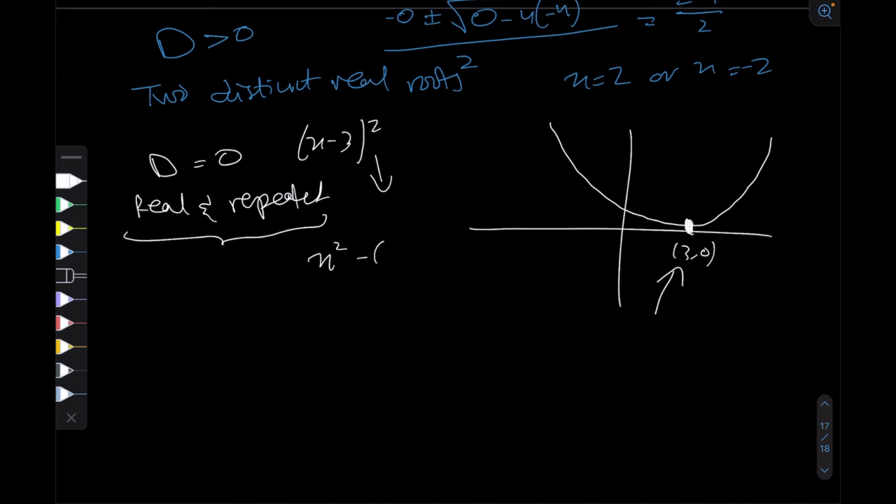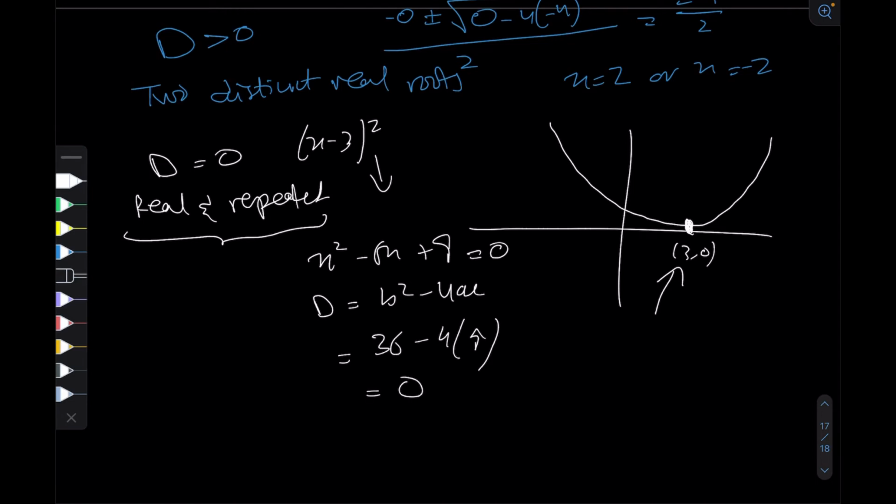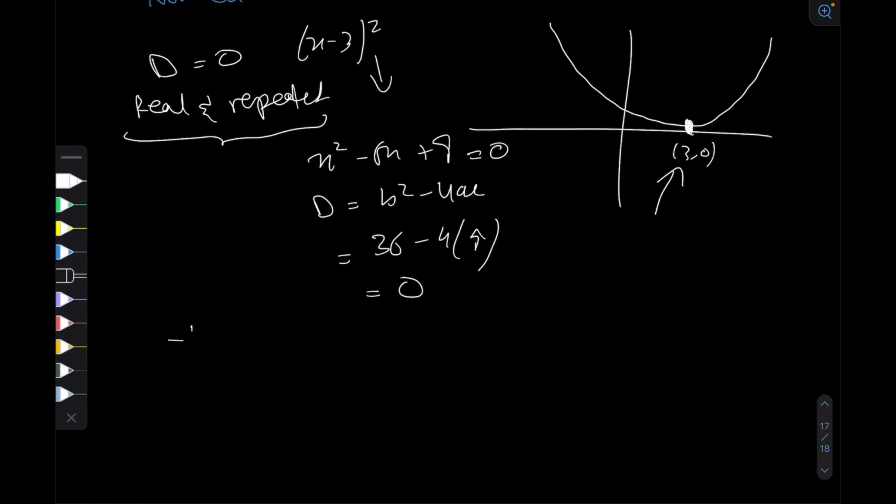x square minus 6x plus 9. If we try to find its roots, let's try our discriminant. The discriminant will be b square minus 4ac, which in this case is 36 minus 4 times 9, which is 0. So when our d is 0, the quadratic just touches the x-axis, right? Because the quadratic formula is minus b plus or minus square root of the discriminant over 2a.